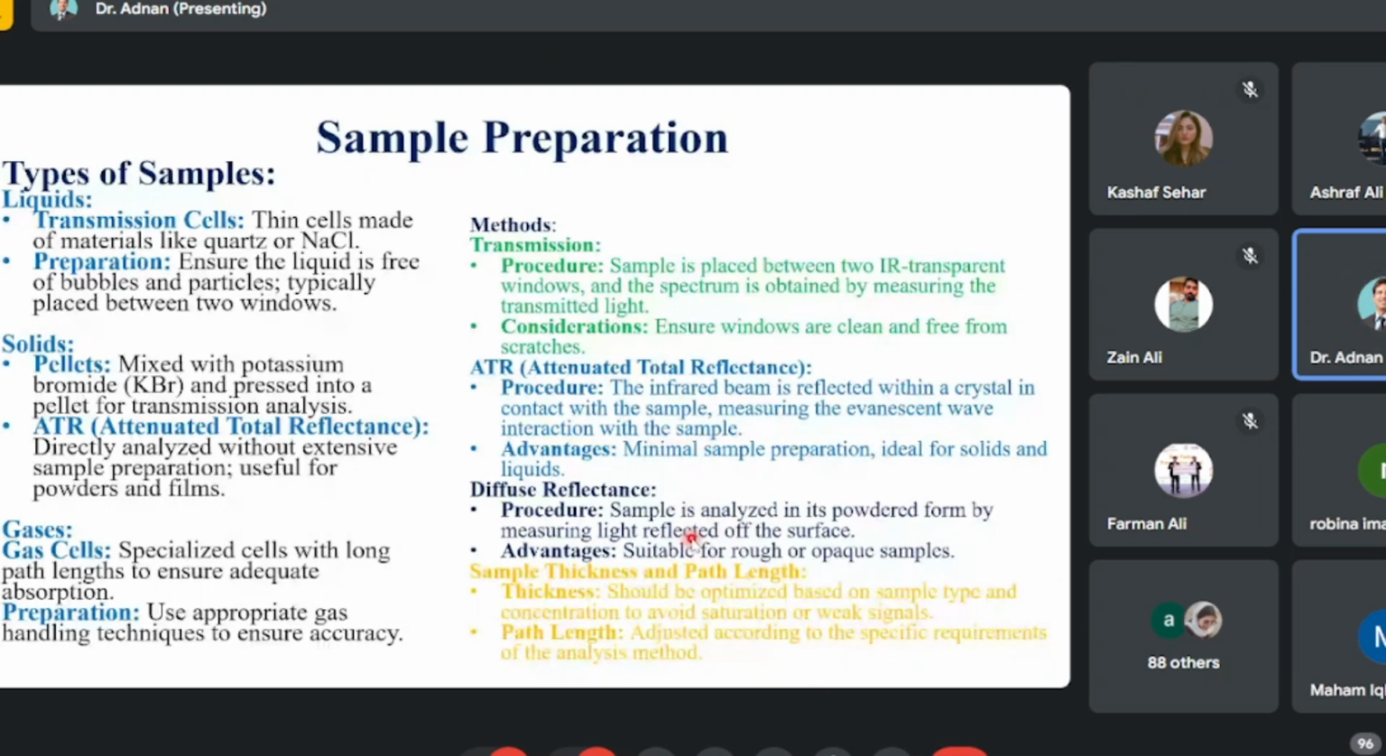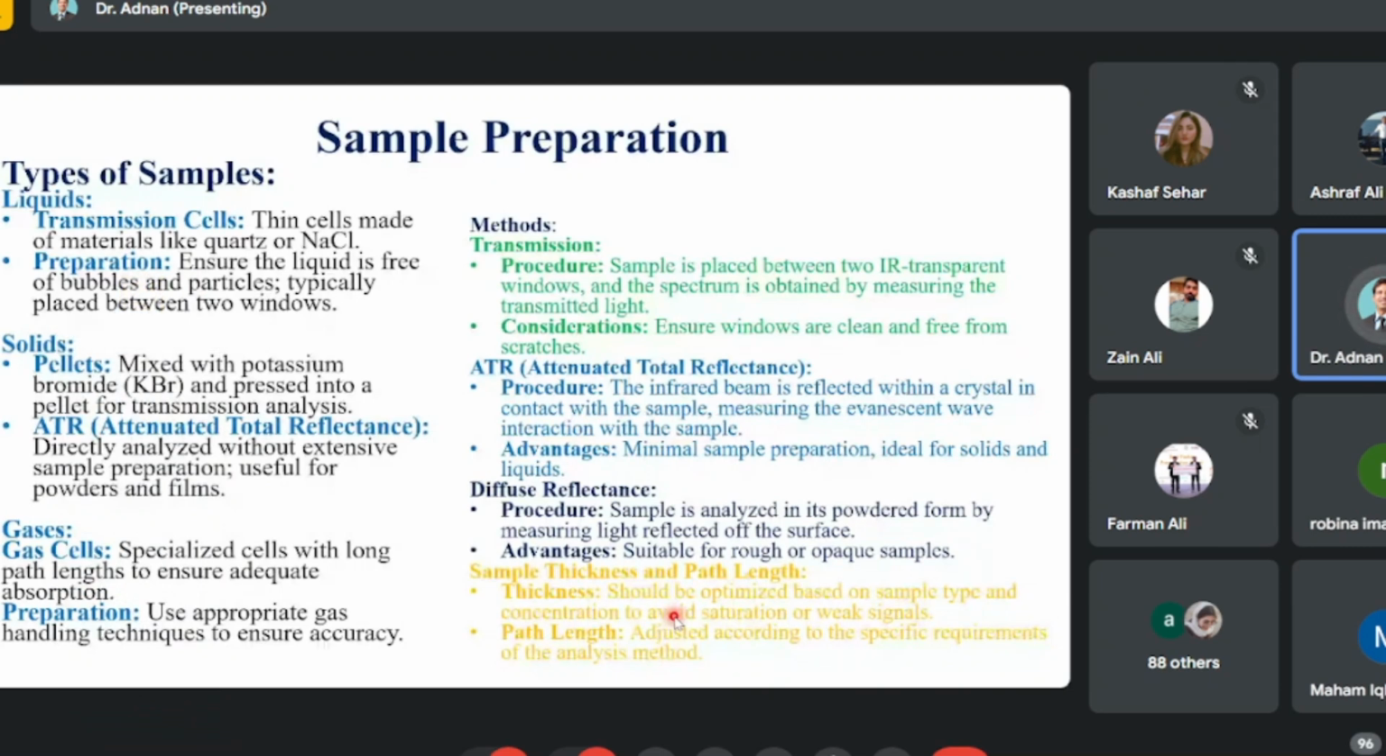Okay, sample thickness and path length. Like I mentioned before, the Beer-Lambert law also works for FTIR spectroscopy. The thickness should be optimized based on sample type and concentration to avoid saturated and weak signals. You can optimize this thickness, or you can consult an FTIR expert, if you have a small amount of sample.